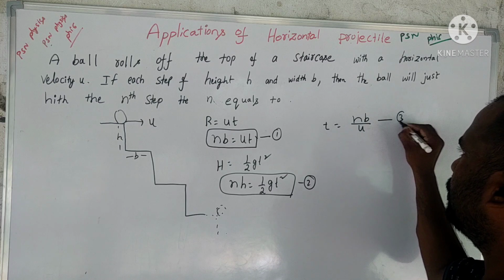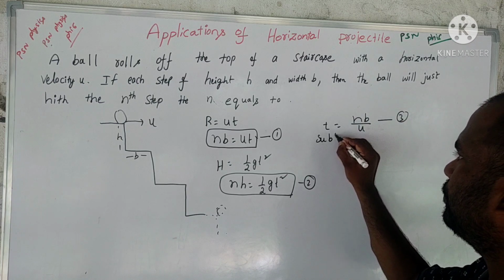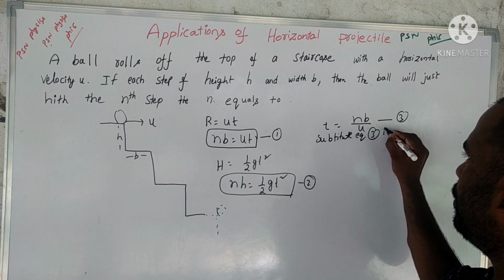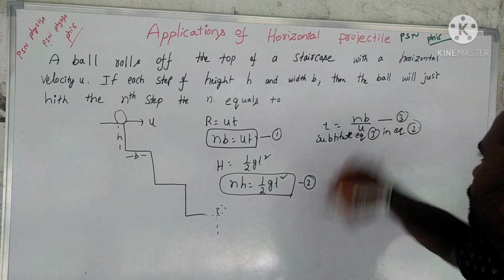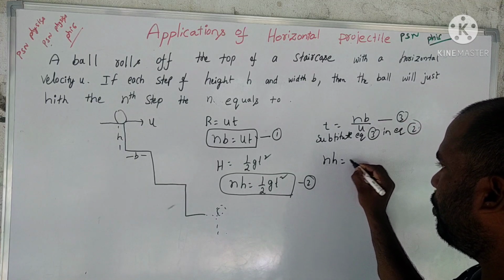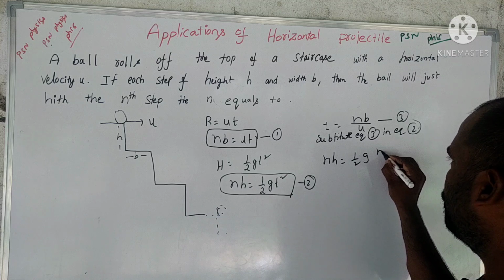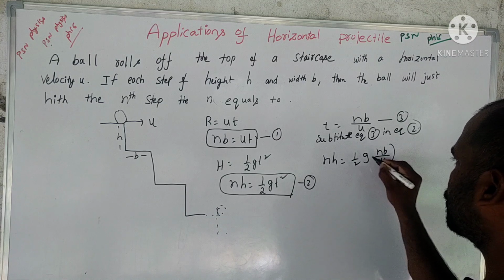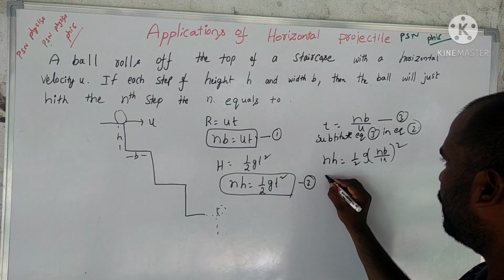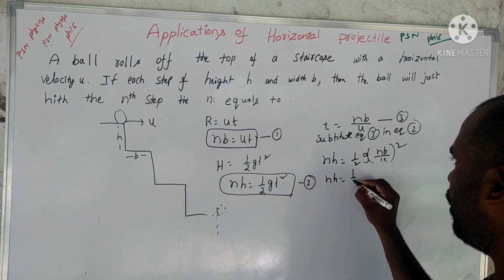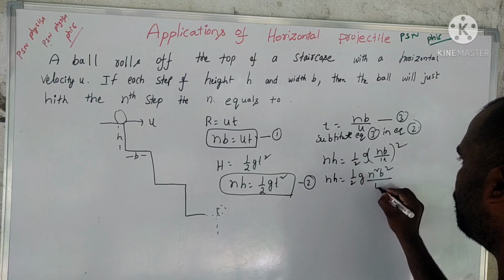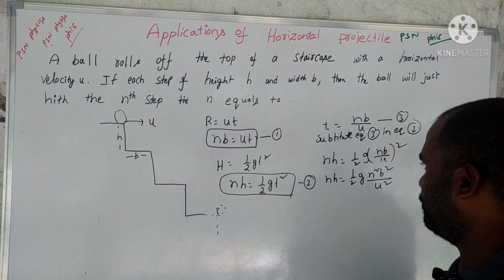This is equation 3. Substitute equation 3 in equation 2. Now what will come? nh is equal to half g into (nb by u) the whole square. Now here nh is equal to half g into n square b square upon u square.